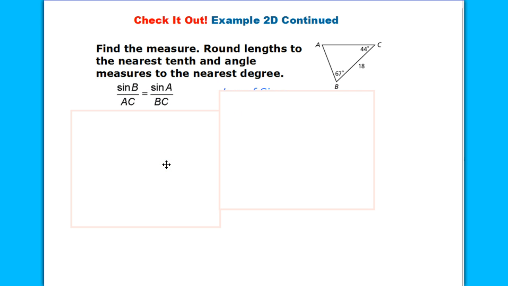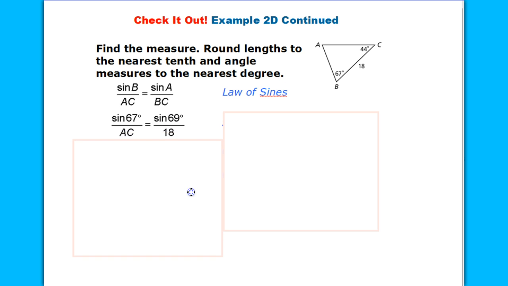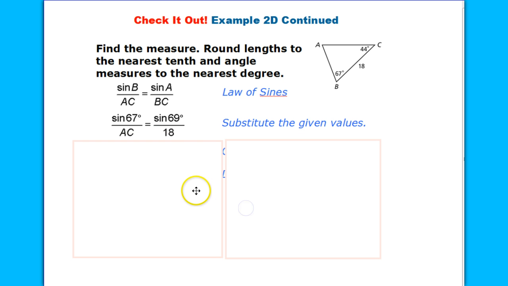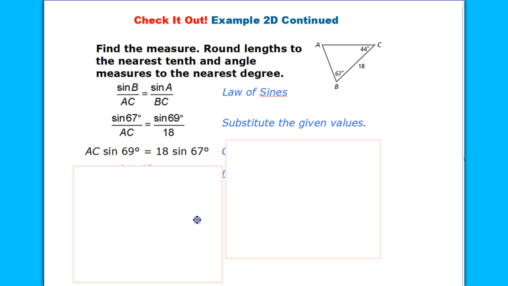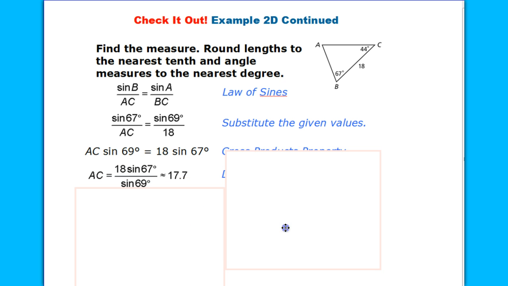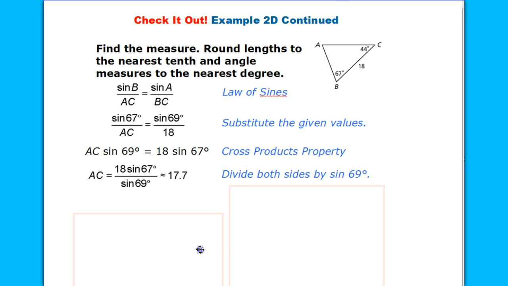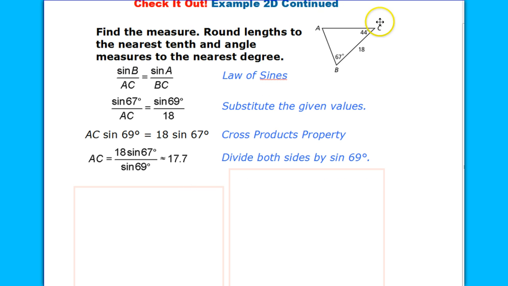In this case, we're going to find AC. We know BC, and we have all the angle measures, right? And so we simply substitute and solve for AC. And AC equals 17.7, right? And now we have 17.7, 18, and again, we could use our law of sines to find AB. And they end up not finding it here. So if you did, good for you.